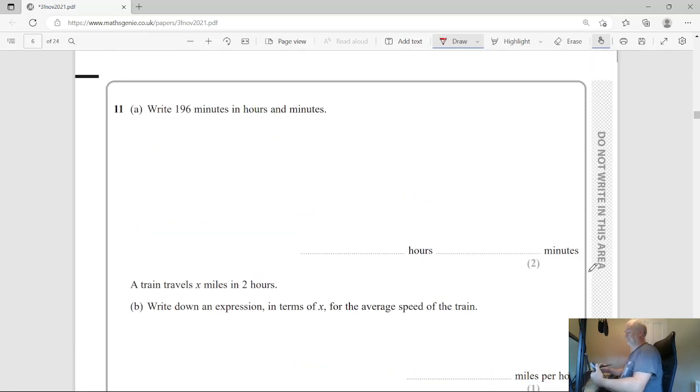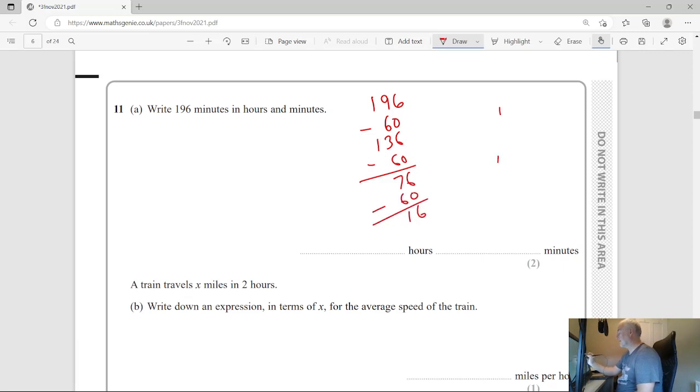Question 11. 11a. Write 196 minutes in hours and minutes. Now, even though it's a calculator question, what I would do on this one is break it down. If I take 60 away from that, I've got 136. That's 1 hour. If I take 60 away again, I've got 76. That's 2 hours. If I take 60 away from that, I've got 16. That's 3 hours. So I've got 3 hours and 16 minutes.